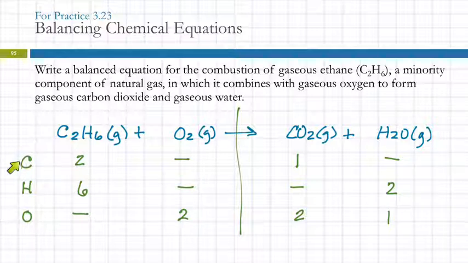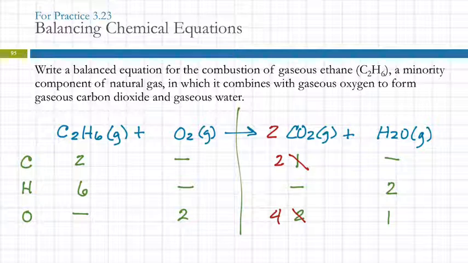Now what I'm going to do is look at this carbon row and see what's my total on the left side, what's my total on the right side. So my total on the left side is 2, and on the right side it's 1. So I could fix that by making 2 CO2 molecules, right? So I'll put a 2 in front of that. That's going to change all the numbers underneath. So this is going to become a 2, and this one's going to become a 4, right? Because in 2 CO2 molecules, there's a total of 4 oxygen atoms.